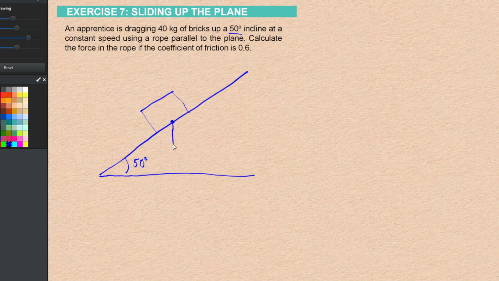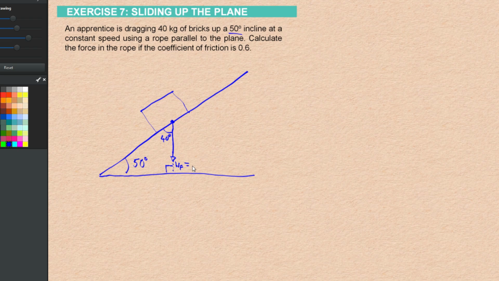Our weight force we will consider from the middle of the base of the load where it touches, probably about there, and this will be our weight force. This forms a 90-degree angle here. If it's 50 in there, it will be 40 degrees in here, because the sum of the inside angles should equal 180: 90 plus 50 plus 40 is 180 degrees.